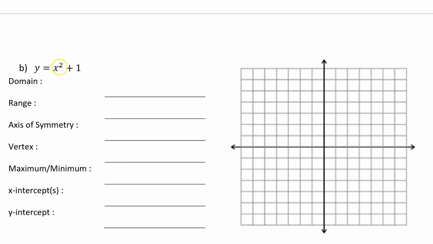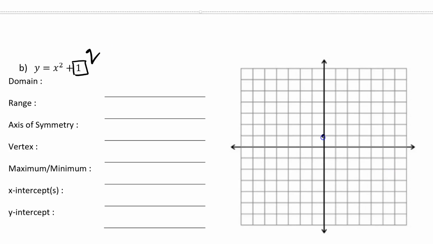Y equals x squared plus 1. So it means that there's nothing happening to the stretch or compression factor here. I'm just taking my parent function and I'm simply moving it up 1. Now I know that it's moving up 1 instead of to the left 1, because it would be to the left 1 if I would say y equals x plus 1 squared. Okay, but this plus 1 is all off on its own. This is actually going to be my q.